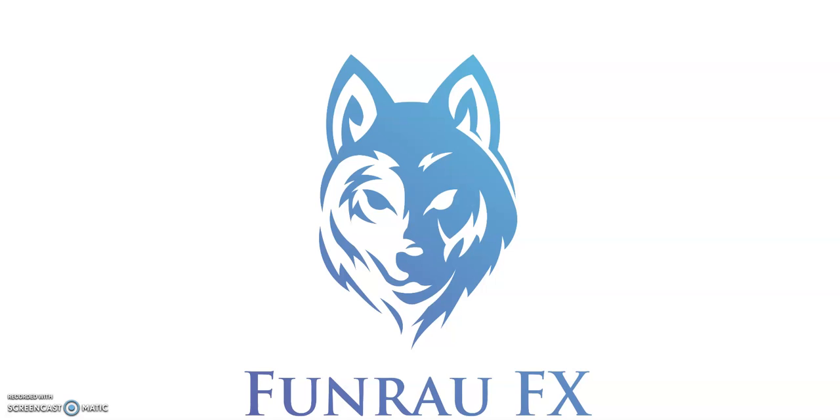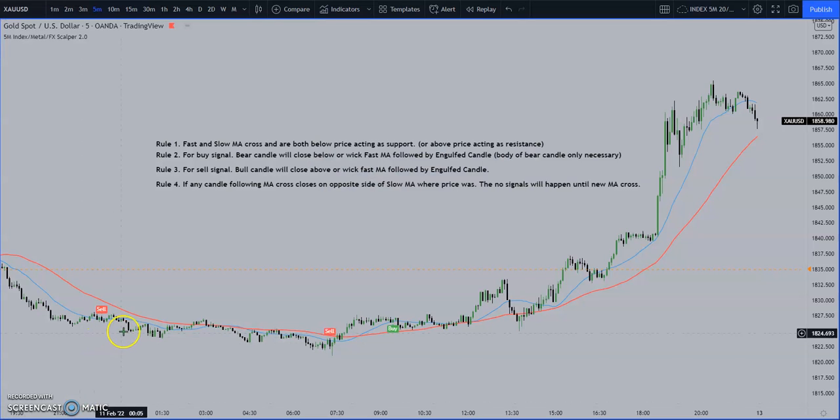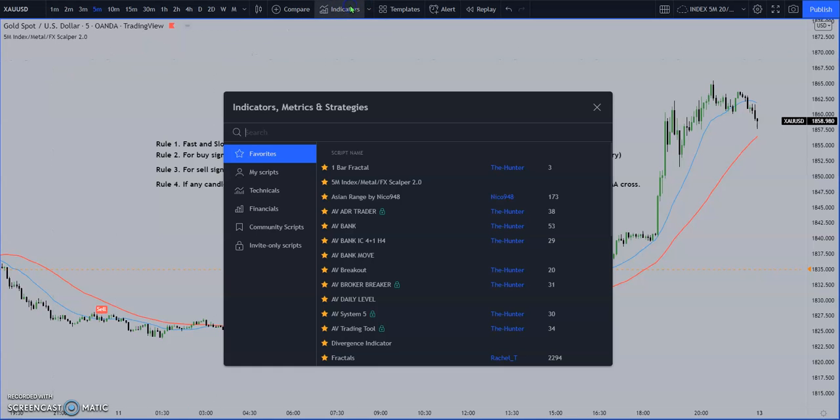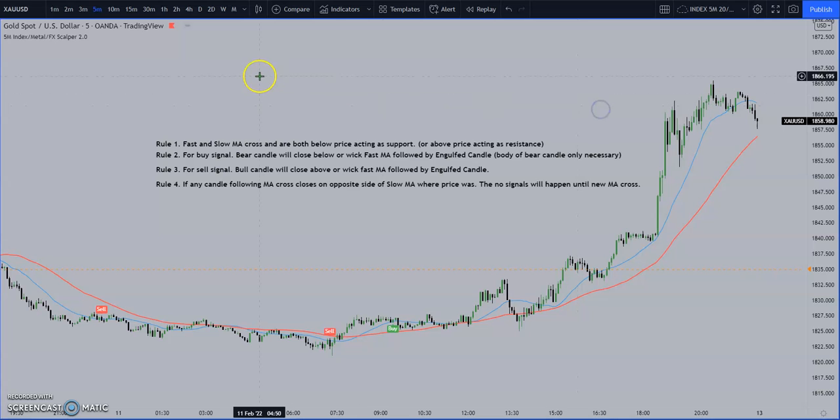In this video, I'm going to be going over the settings and the rules for the 5-minute scalper. Once you have TradingView open, if you don't already have the indicator on your chart, go over here, click indicator, and find it under your favorites at 5M Index Metal FX Scalper 2.0.